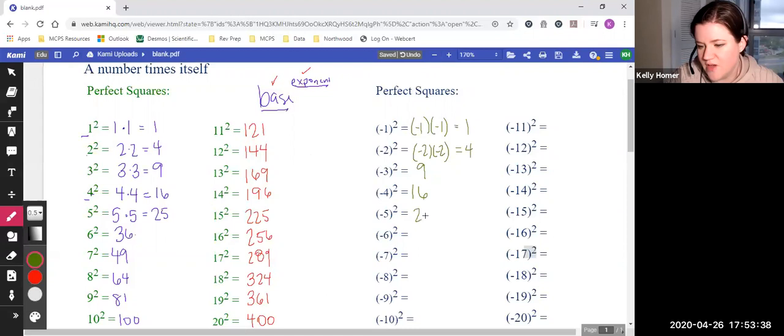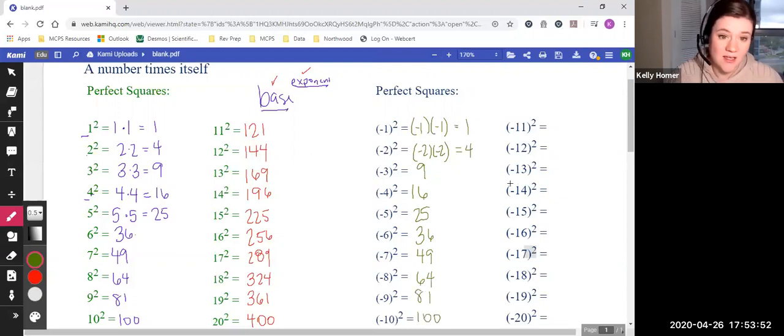-5 times -5 is 25. -6 times -6 is 36. -7 times -7. -8 times -8. -9 times -9. And -10 times -10. Again, yes, this list here is going to match this list here. So 1 squared is the same thing as -1 squared. 2 squared is the same thing as -2 squared, right? We do need these parentheses around it, right?